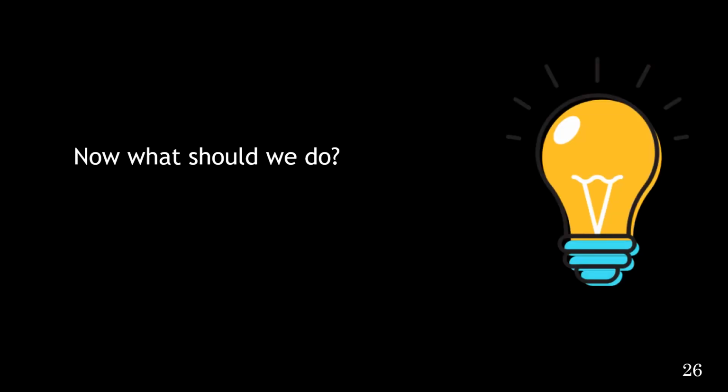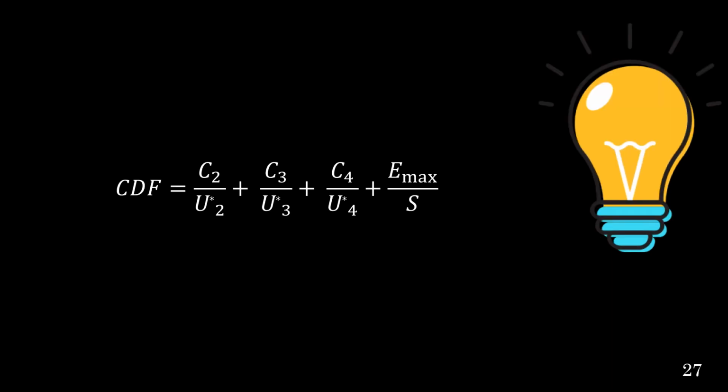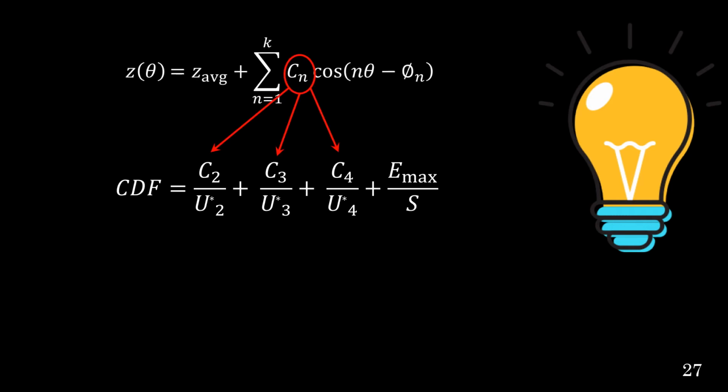Now the question is, what should we do given all these limitations? Then we came up with the idea that why not we come up with a new method which takes care of all these limitations and is able to capture better the behavior of tank structures. After doing a lot of analysis and discussion, we came up with this method which we call cumulative damage factor. In this method, the C2, C3, C4 are nothing but the Fourier coefficients which I showed you before.